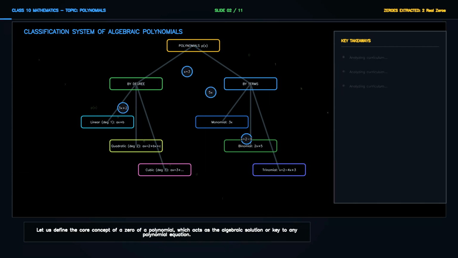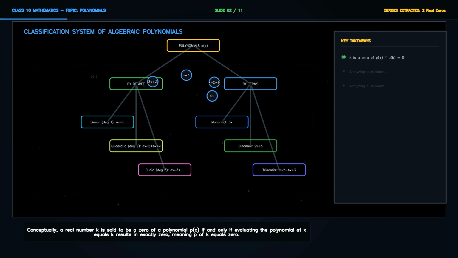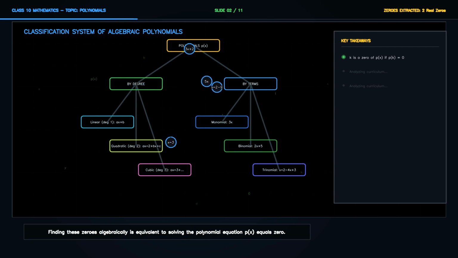Let us define the core concept of a zero of a polynomial, which acts as the algebraic solution or key to any polynomial equation. Conceptually, a real number k is said to be a zero of a polynomial p(x) if and only if evaluating the polynomial at x equals k results in exactly 0, meaning p(k) equals 0. Finding these zeros algebraically is equivalent to solving the polynomial equation p(x) equals 0.